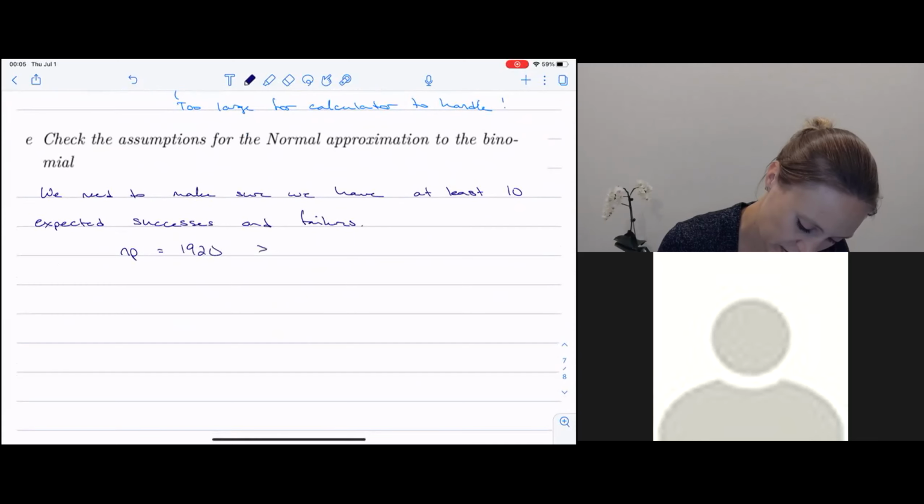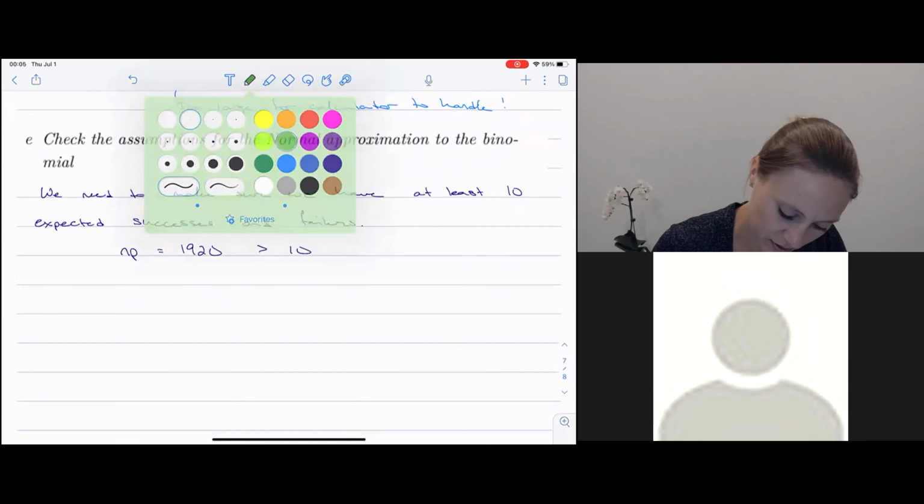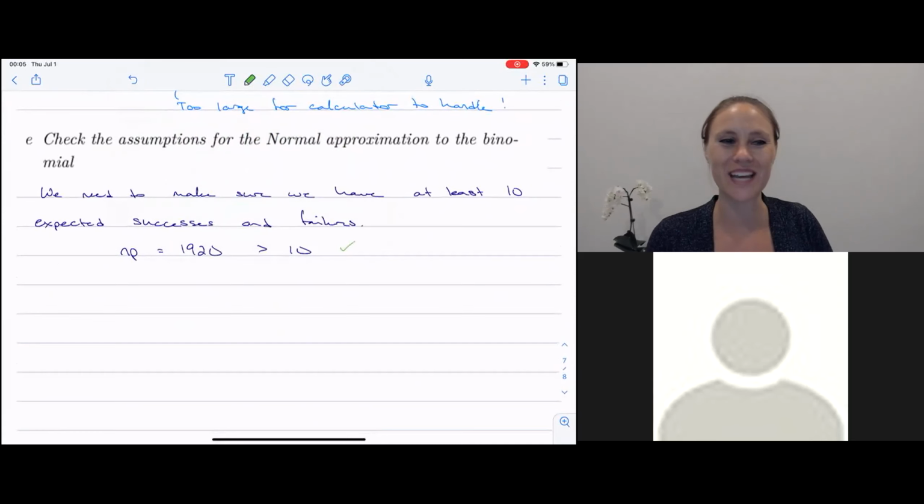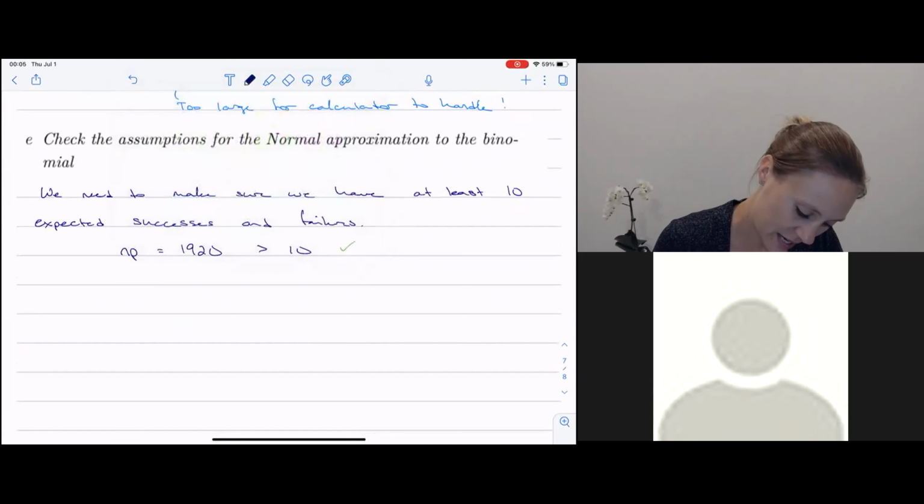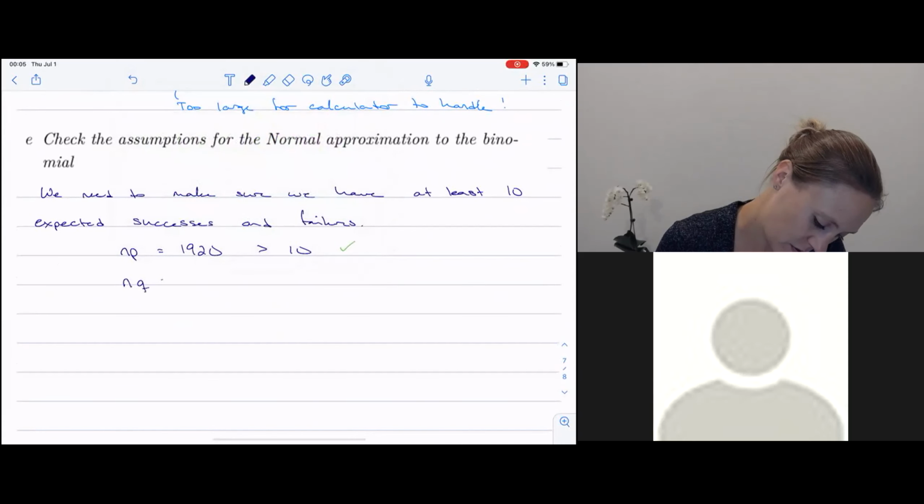1920, which is more than 10. And so I like to put a little check mark. Yeah, it checks out. Good. We're good to go. And then n times q.